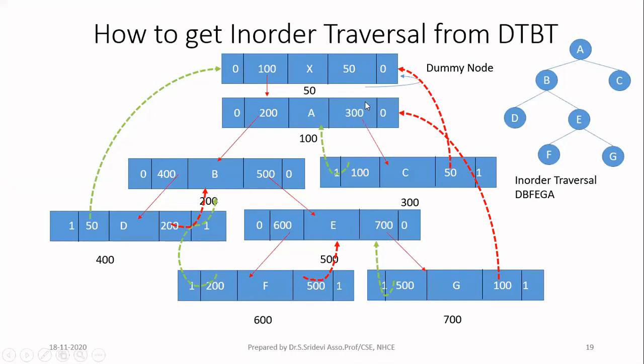Okay, so take this address 300 and go to this address 300. Now you check the last field. The last field is 1. That means it is a leaf node. So you have to print the leaf node. So I am printing now C. After printing C, you take the right pointer. So the right pointer is 50 and it is 1 here. 1 means it will contain information about the in-order successor.